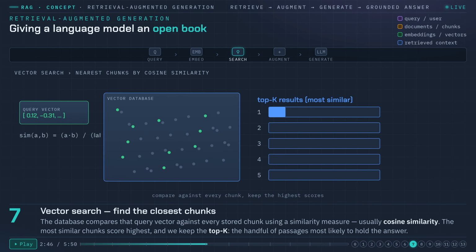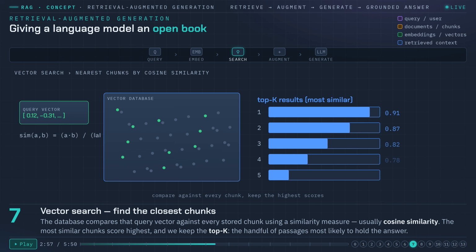The vector database now compares that query vector against every chunk it has stored, scoring each one by how similar it is, most commonly using cosine similarity, essentially the angle between the two vectors. The chunks closest in meaning score highest. We just keep the top k, the small handful of passages most likely to contain the answer, and discard the rest.